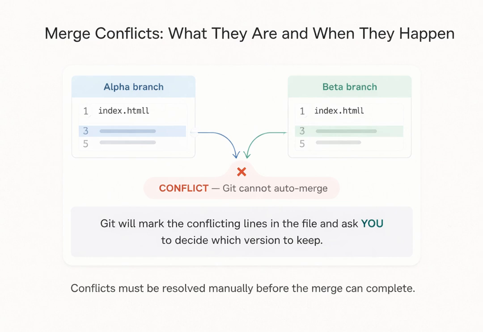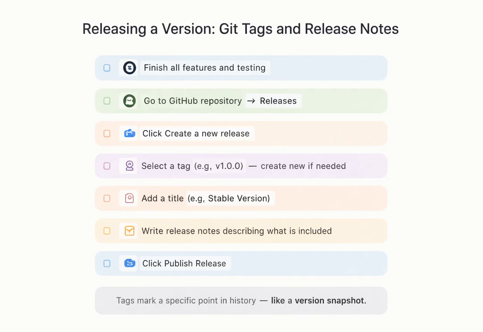Git will actually mark the conflicting sections inside your file with special symbols, showing you both versions side by side. You then have to manually decide which version to keep, or even combine both. Once you've resolved all the conflicts, you complete the merge with a commit. Conflicts can feel intimidating at first, but they're a normal part of collaborative development, and Git gives you all the tools to handle them.